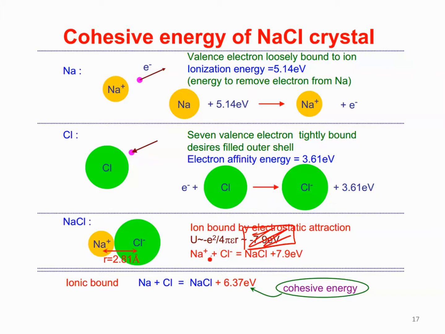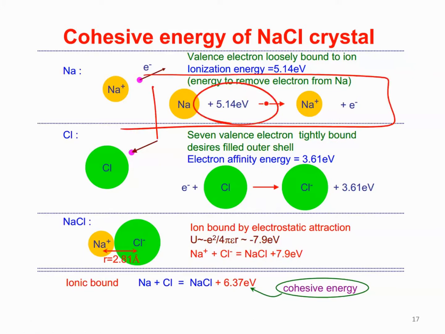Okay, because when I have one anion and one cation, this cation and anion will form the crystal. And when you form a crystal, you have to release the energy. Okay, so we have now three equations. The first equation, this 5.14, how do we get it? You get it from ionization energy experimentally. And then this 3.61 is an electron affinity energy, also obtained experimentally. Then the energy released when it forms a crystal, it is 7.9 electron volt.